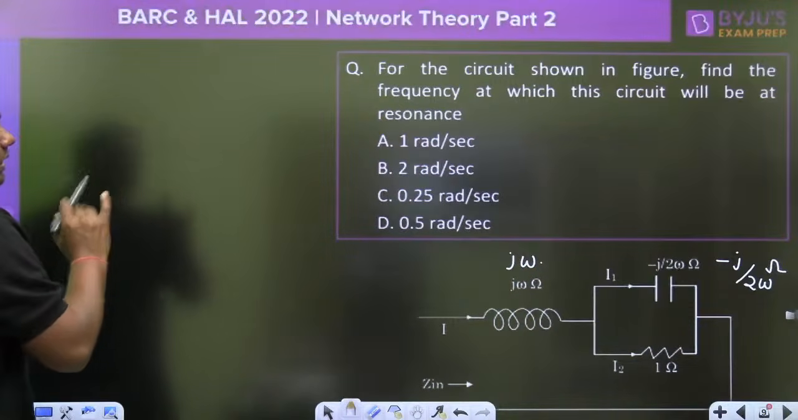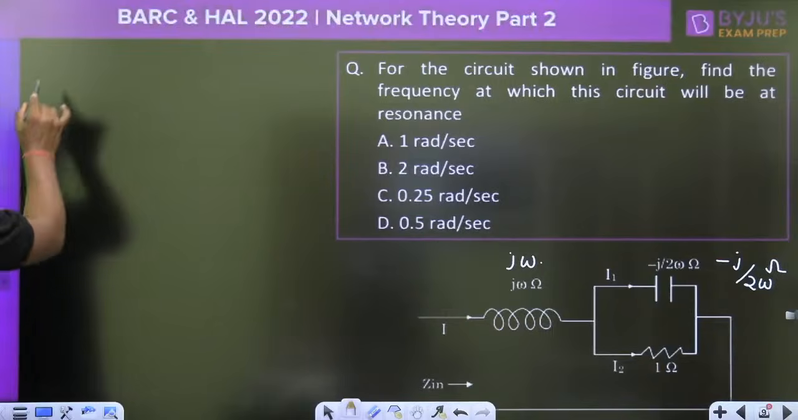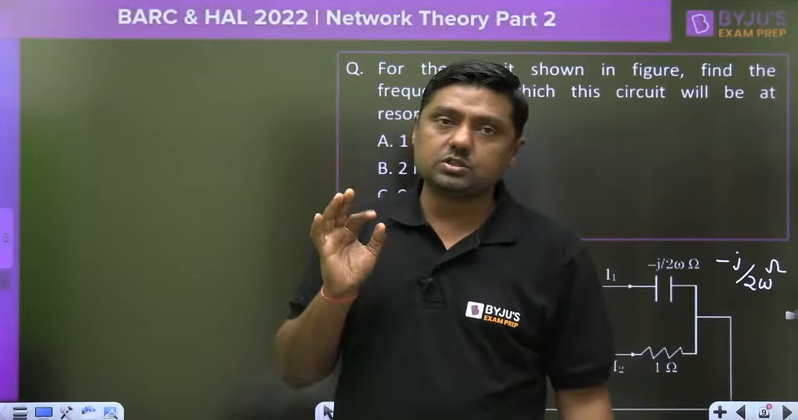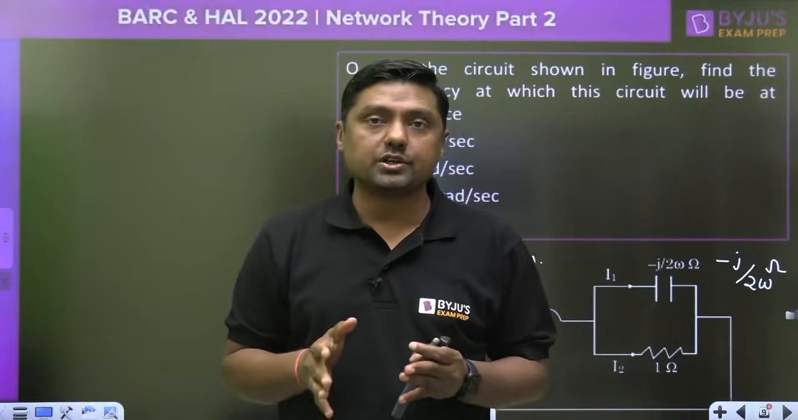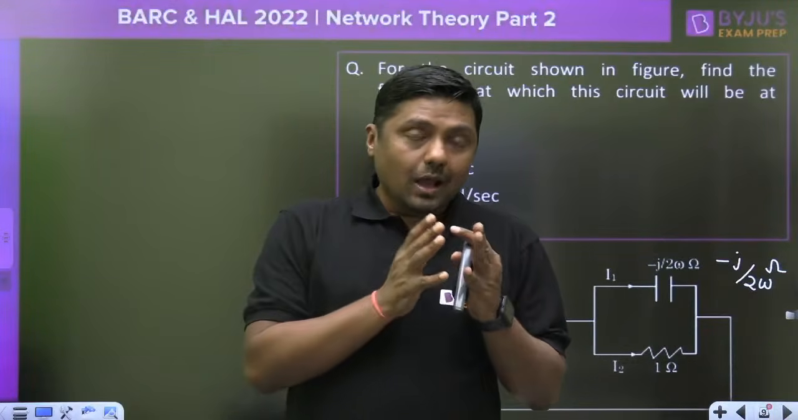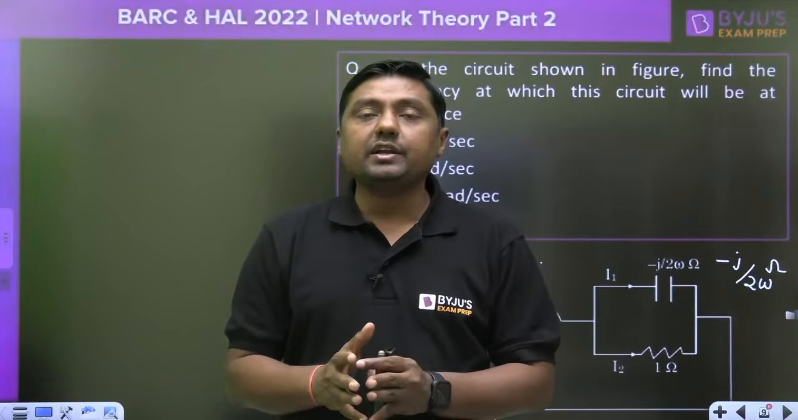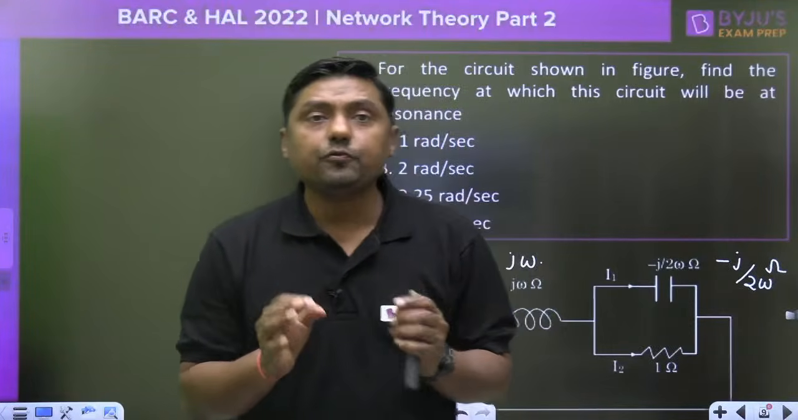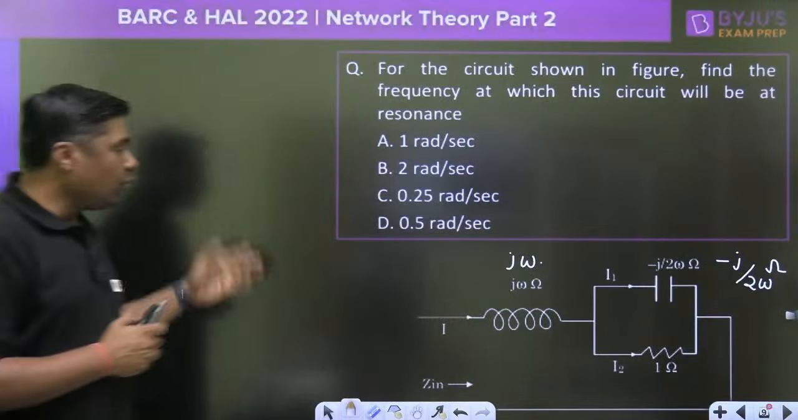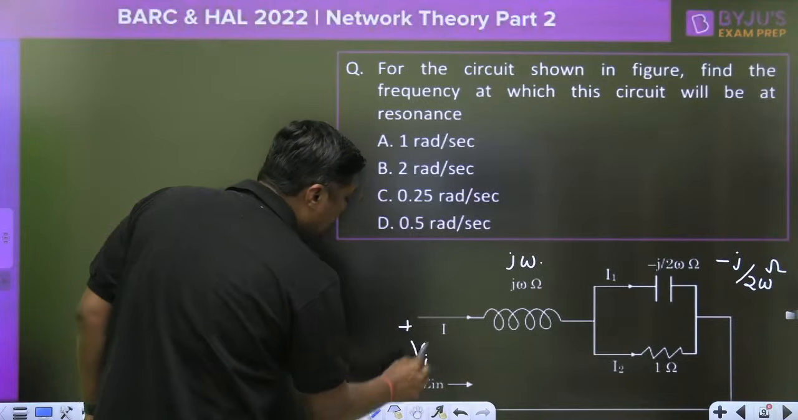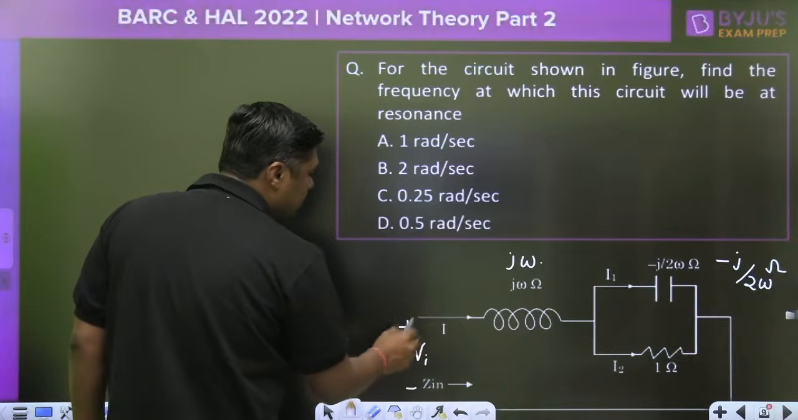So please everyone, in this question, always remember, new students, what is the meaning of resonance? Practically, the applied voltage and the resultant current should be in the same phase, right? So the applied voltage is here and the resultant current is here. This should be in the same phase.